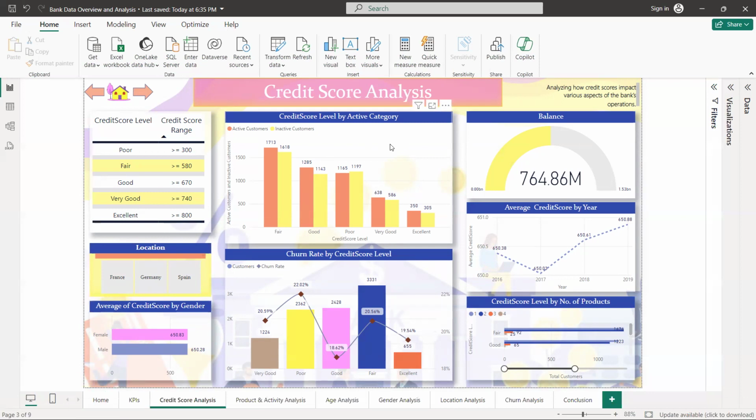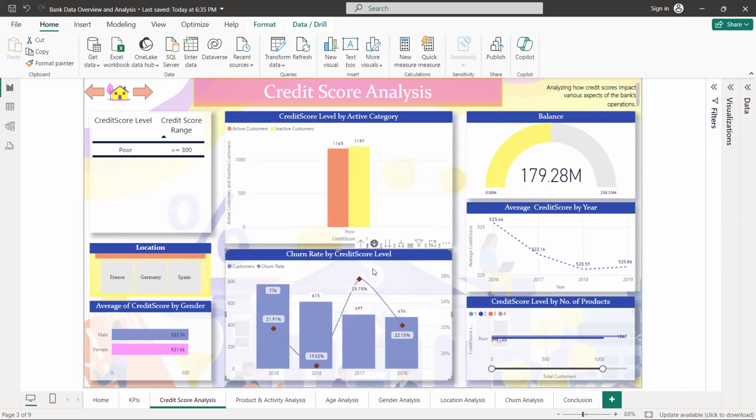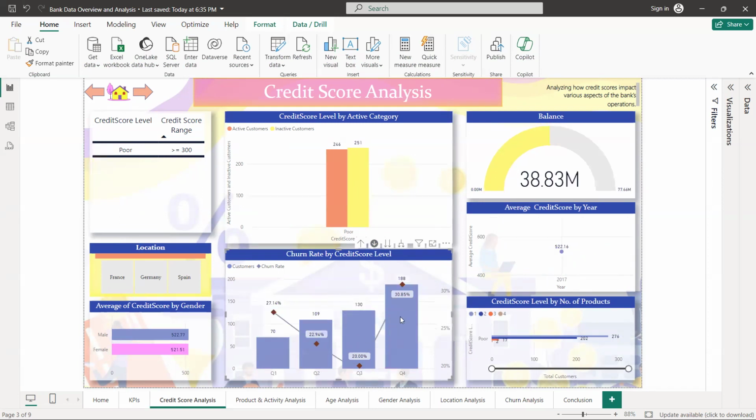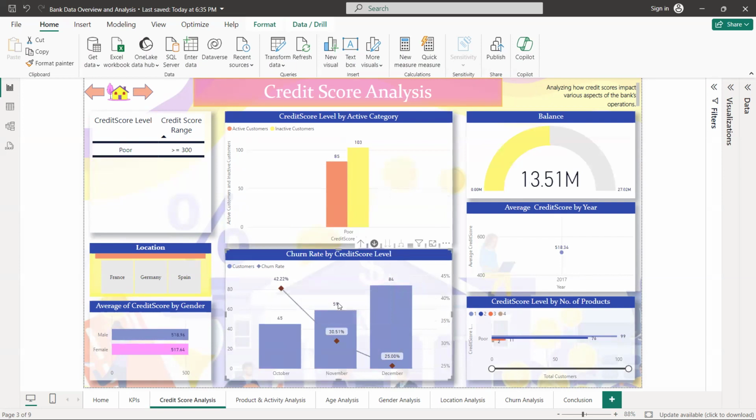Next, we have a clustered column chart, which displays the number of active and inactive customers for each credit score level. And next one is a line and clustered column chart, which shows the churn rate and the number of customers for each credit score level. Since the poor category has the highest churn rate, let's drill down to that category. Again, drilling down to 2017, since 2017 has the highest churn rate. Then again, drilling down to Q4. So now I'm going back.